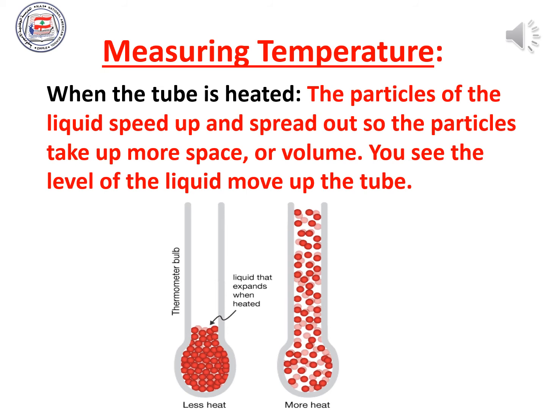When the tube is heated, so when the temperature gets higher, the particles of the liquid speed up and spread out so the particles take up more space or volume. You see the level of the liquid move up the tube, as you can see in the figure in front of you. Whenever the temperature gets higher, the particles inside the liquid that is inside the glass tube of the thermometer speed up and spread out, so they take up more space or volume. This is why their level rises in the tube.